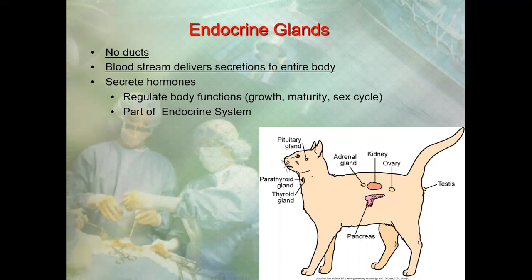There's Mr. Pancreas. He's probably the most important one because he does both. He has some secretions that go into the blood and some secretions that go outside of the blood. He's the only one that does that. And then finally, this kitty has both ovaries and testicles. Hermaphroditic, but those are going to provide our reproductive hormones directly into the blood.